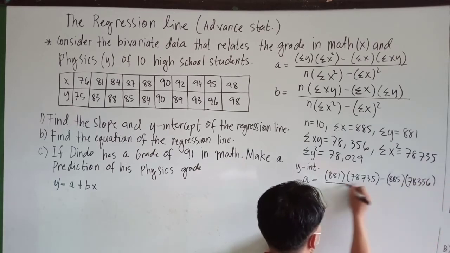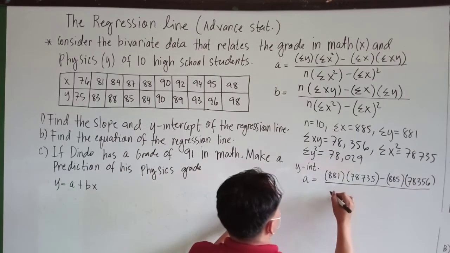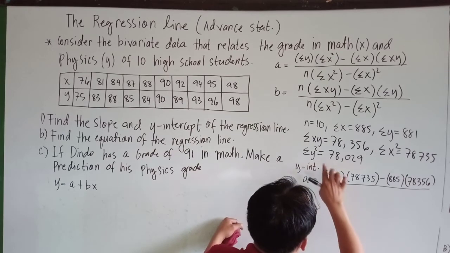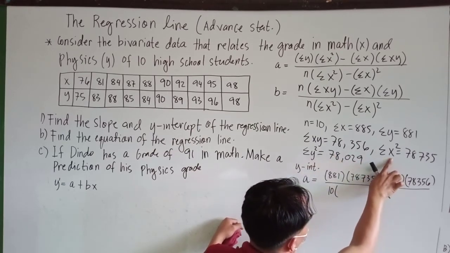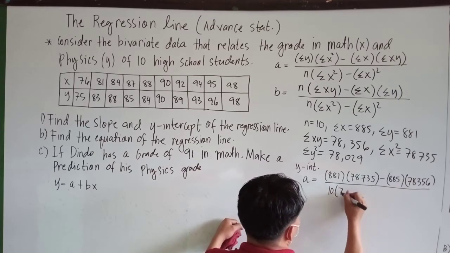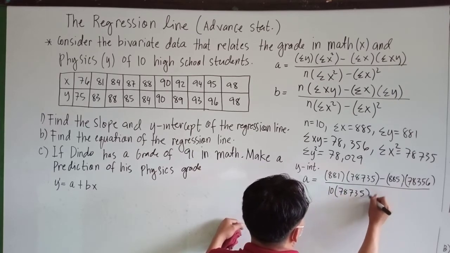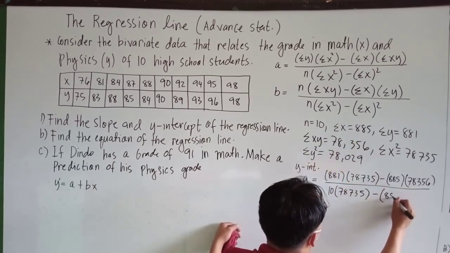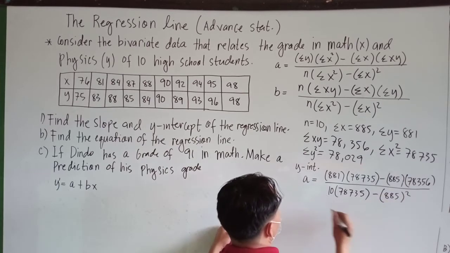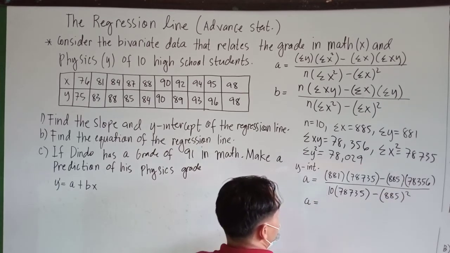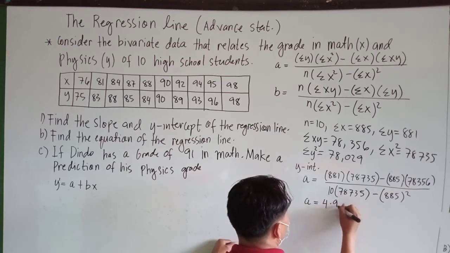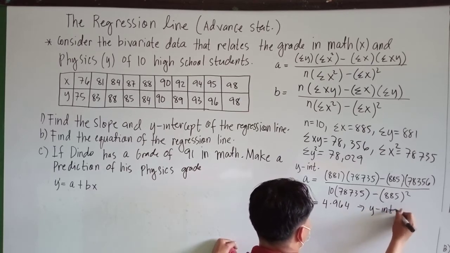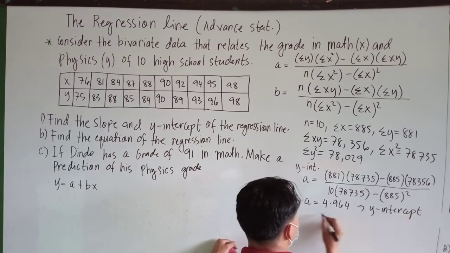Over, next, we have n, which is 10, multiplied by summation of x squared, which is 78,735, minus the quantity summation of x to the power of 2, that is 885 to the power of 2. So using our scientific calculator, a will give us a value of 4.964. This is referring to our y-intercept.